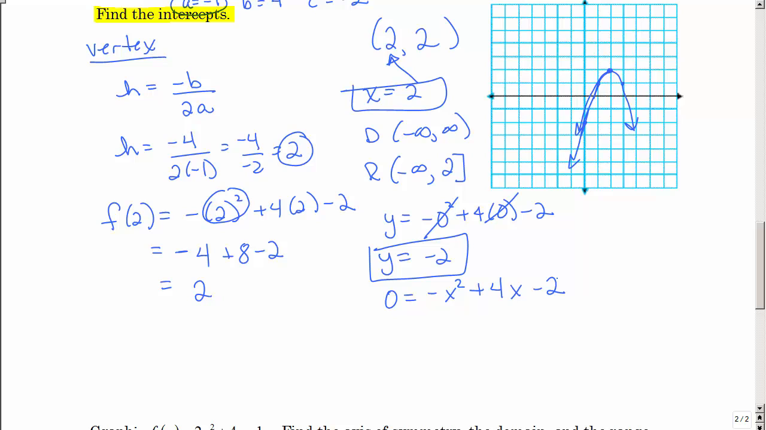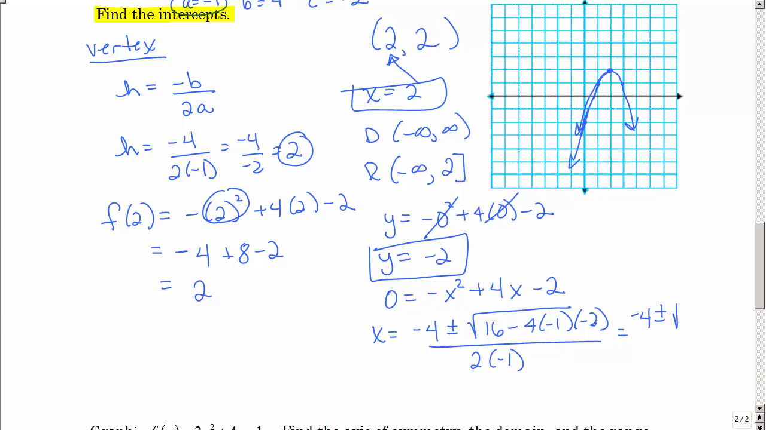Can I factor that? No. So here comes the quadratic formula. Negative b plus or minus the square root of b squared minus 4ac, all over 2a. So let's see, a negative and a negative and a negative, that's negative, and that's going to be 8. So 16 minus 8 is 8 again. So we have negative 4 plus or minus 2 square root of 2, over negative 2.